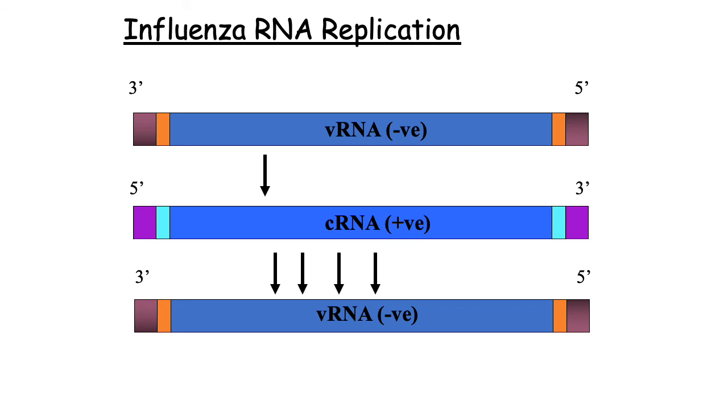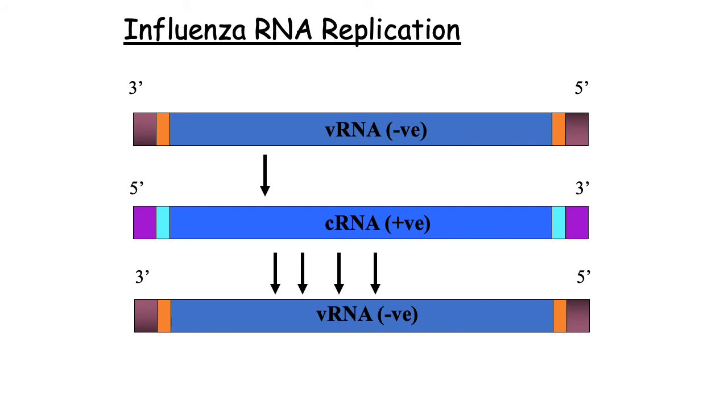So the negative sense is the same as the one that came in with the virion. We're going to call that the vRNA, which stands for virion RNA. This is the one that is going to invade the cell in the first place, and it's negative sense. The complementary RNA, we're going to call the cRNA. C is for complementary, and it's complement, not compliment, because it is the reverse complement of the negative sense RNA, and it is positive sense. So yay.